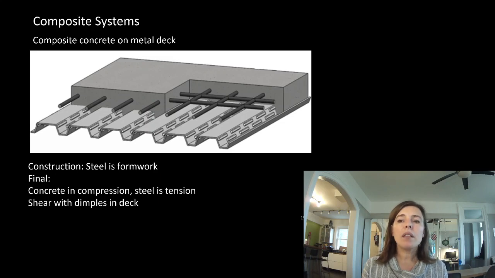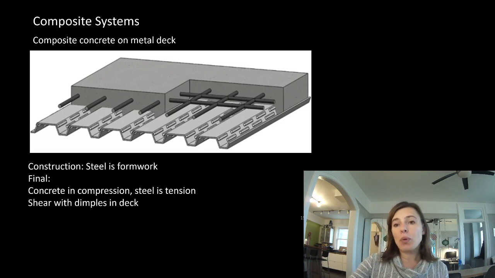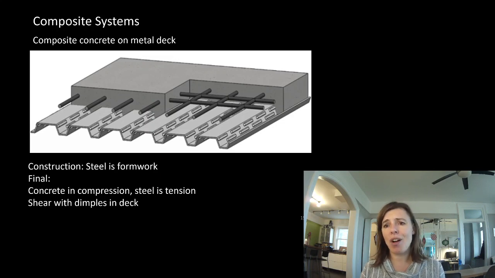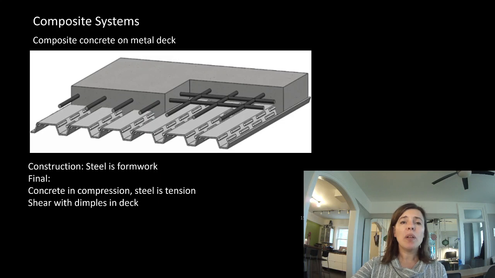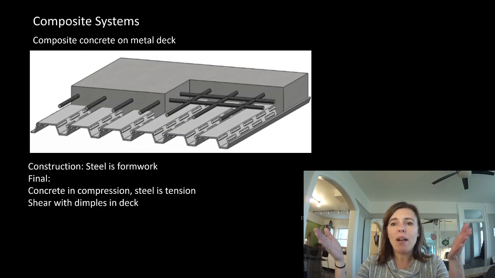Okay, so what are some famous composite systems, or where do we really benefit from this process? One of the most common ones we use is composite concrete on metal deck. We often just call it concrete on metal deck. And we looked at this when we talked about our steel component. We often use it in steel buildings, but you see these little bumps sticking out of the deck? Well, that is when we just use the deck all by itself.